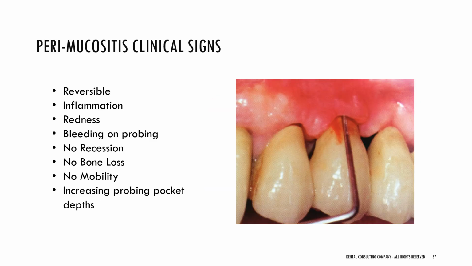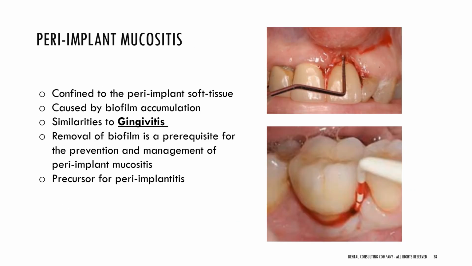Peri-implant mucositis is very similar clinically to gingivitis. It is reversible, but you will notice that there is inflammation present, redness, bleeding on probing. There won't be any recession or bone loss or mobility, but there will be an increased pocket depth. Peri-implant mucositis is confined to the peri-implant soft tissue, but it is a precursor for peri-implantitis if biofilm is not removed to prevent and manage the peri-implant mucositis.